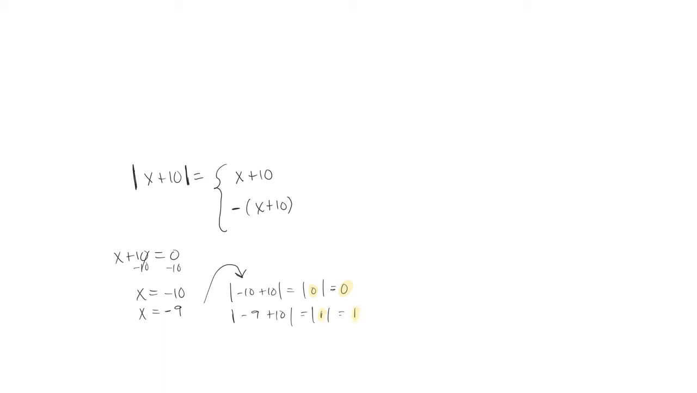Okay, so anytime that x is equal to negative 10, or any number bigger than that, like negative 9, negative 8, negative 7, 0, 1, 2, 3, right? Anything bigger than negative 10, whatever goes in is going to be the same as what went out. We don't have to change the sign.